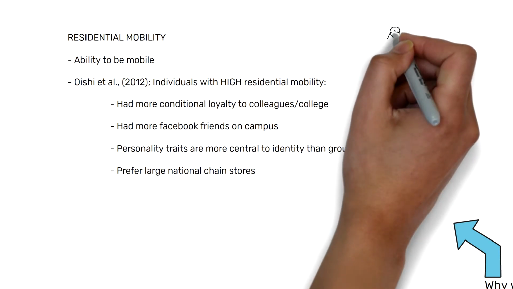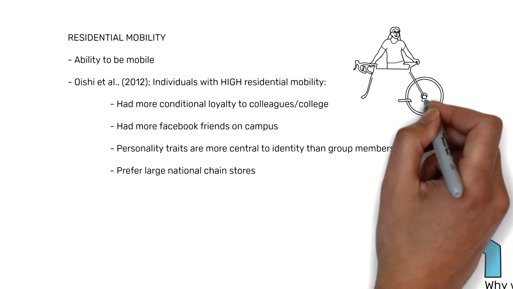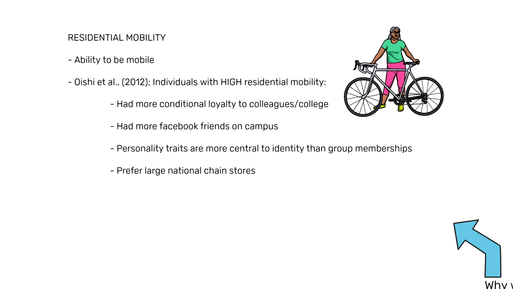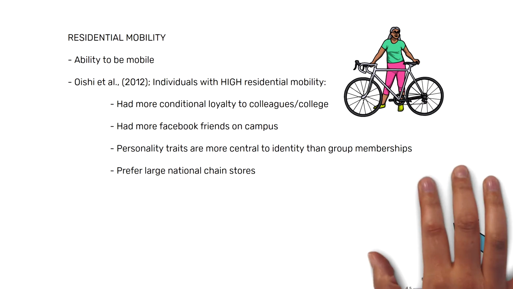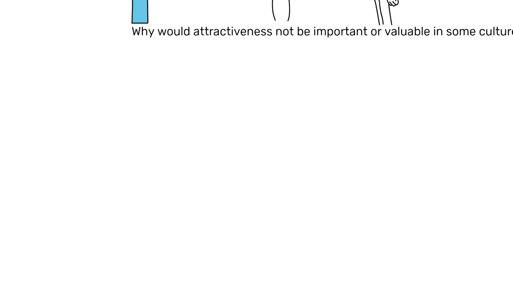Those with high residential mobility have more conditional loyalty to their college, and they are more likely to view personality as more central to their identity. Those with low residential mobility have more unconditional loyalty to local sports teams and more preference for local stores.